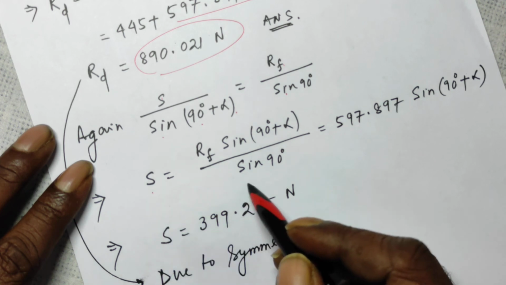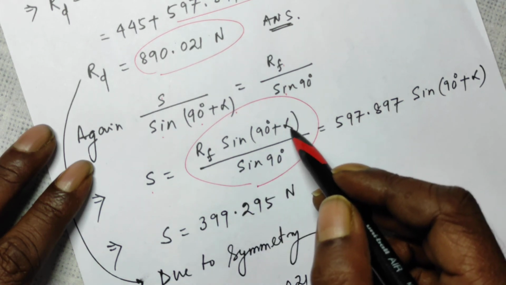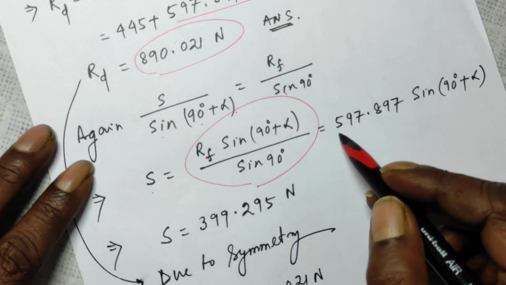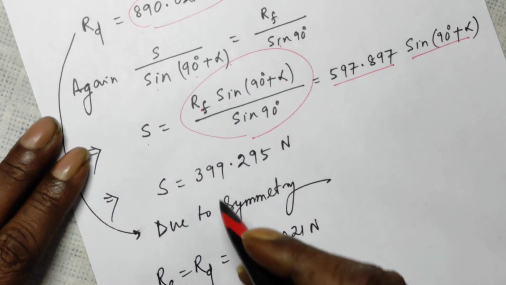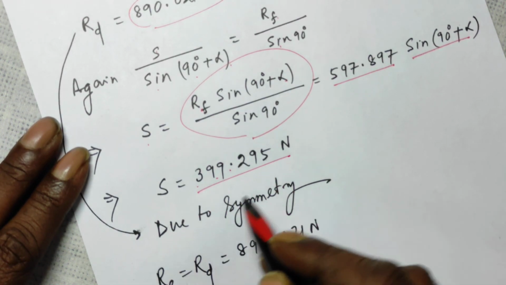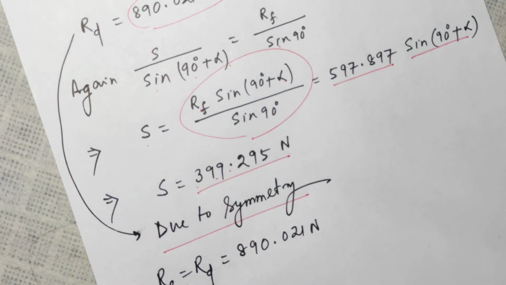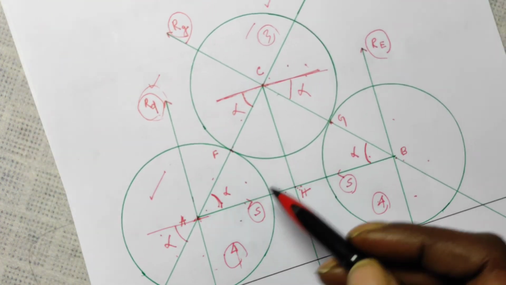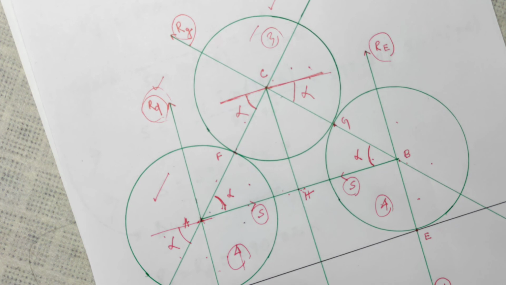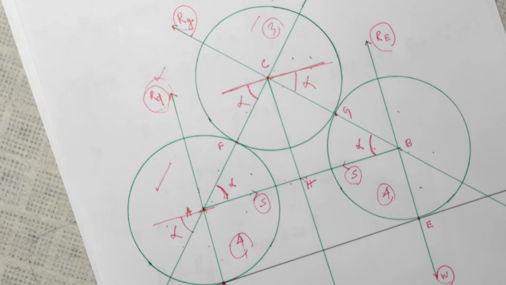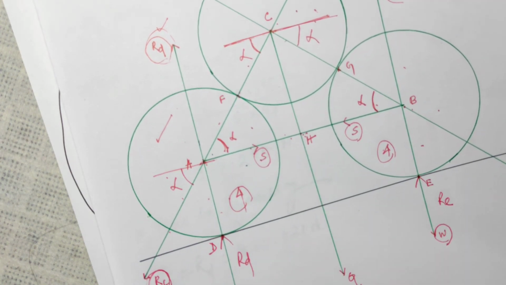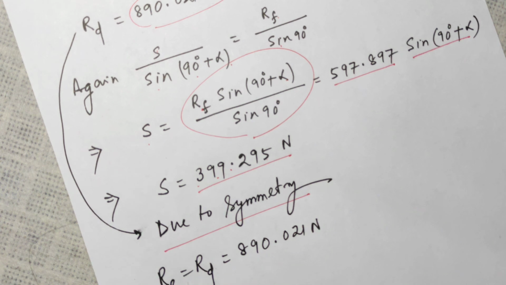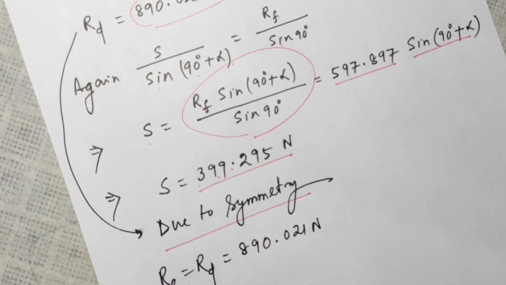Again, if you take S over sine 90 plus alpha equal to RF over sine 90 and cross multiply, your S comes out to be RF sine 90 plus alpha. Put the value of alpha, put the value of RF, which we calculated. So your S comes out to be 399.295 Newton. And due to symmetry, RE is equal to RD. The cylinders are symmetrically placed. Due to the symmetry, this RD here and RE here will be equal. So RE is equal to RD, that is 890.021 Newton.